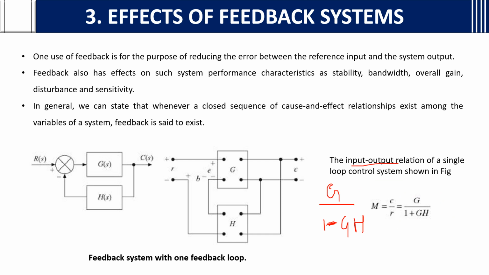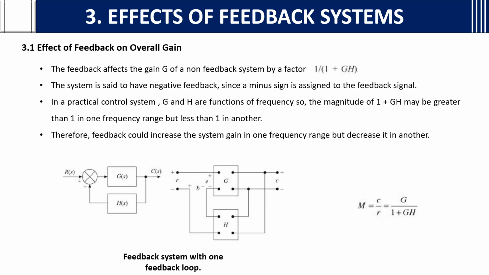So this is the feedback system, the block diagram, how it looks, and the transfer function. Now we will see the effects of feedback system. The first effect is the effect of feedback on overall gain.